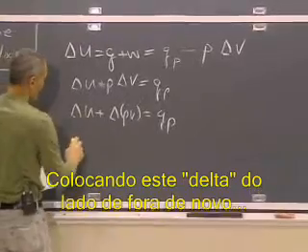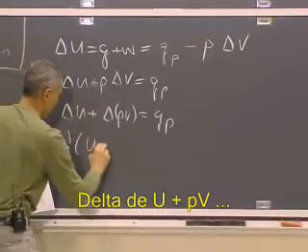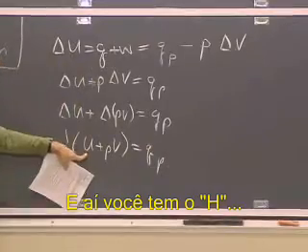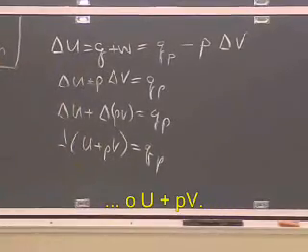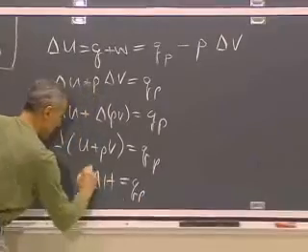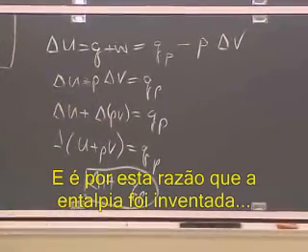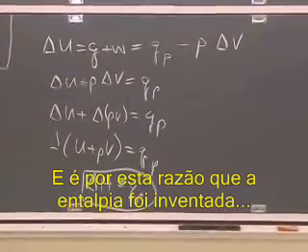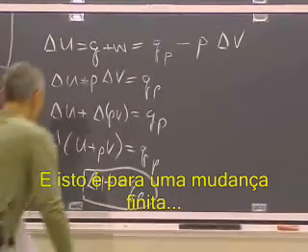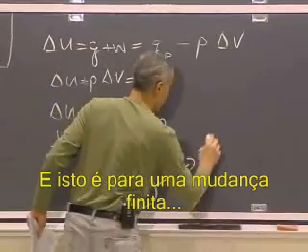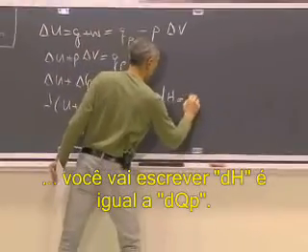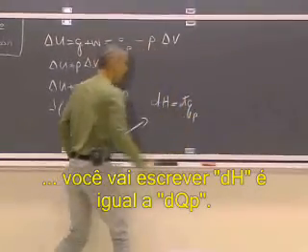Take this delta outside again. Delta of U plus PV is equal to QP. And there you have it. There's the H right there, the U plus PV. Delta H is equal to QP. And this is the reason why enthalpy was invented and why it's so important. Because we want to know this. So this is for a finite change. If you want to have an infinitesimally small change, you end up writing dH is dq sub p.